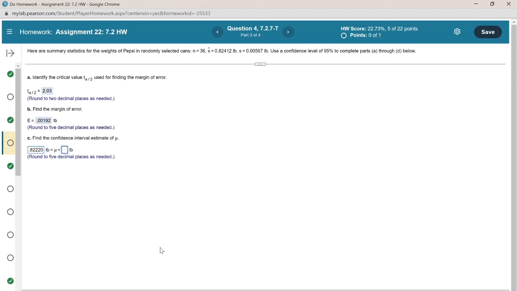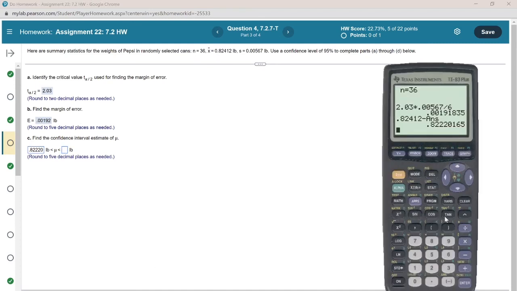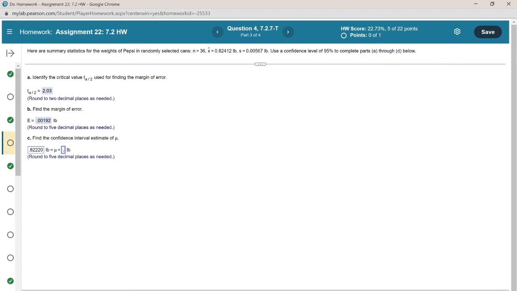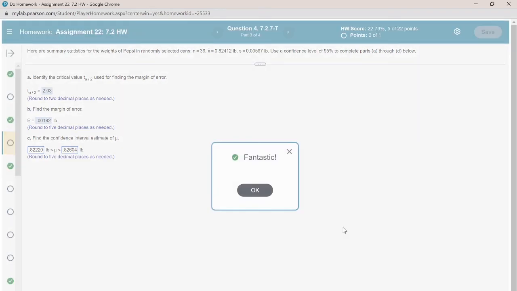And for finding the upper bound, just add the mean and the margin of error. As you can see here, the mean is 0.82412 plus the margin of error, which is 0.00192, and that gives me the upper bound, which is 0.82640. So check your answer.